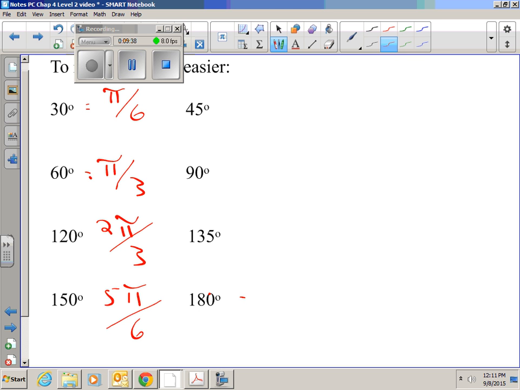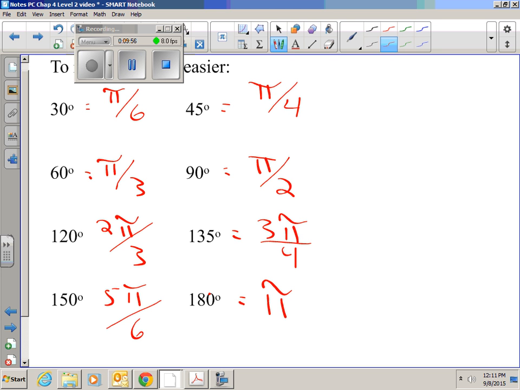180 is pi. Therefore, 90 is half of that, which is pi over 2. 45 is half of that, which is pi over 4. And 135 is 3/4 pi, so 3 pi over 4. And you probably just want to familiarize, if not memorize, those.